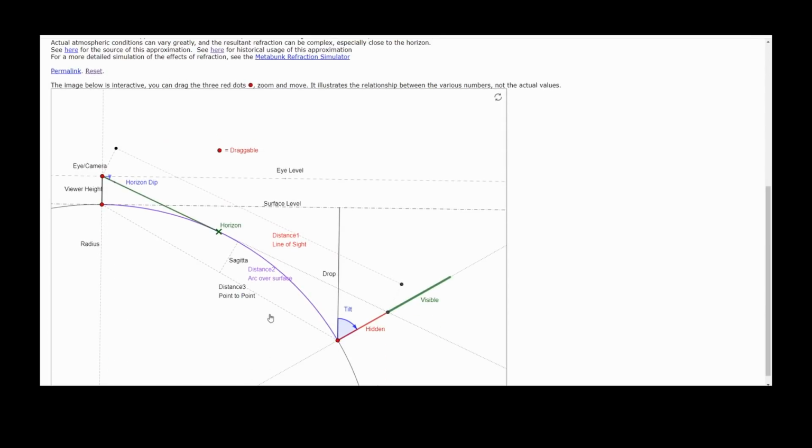If we go down here, it's talking about the angular size of this red line. And while we're on this, this is just a cartoon. I've heard you complain about this. Apparently, you didn't read this sentence: it illustrates relationship between the various numbers, not the actual values.